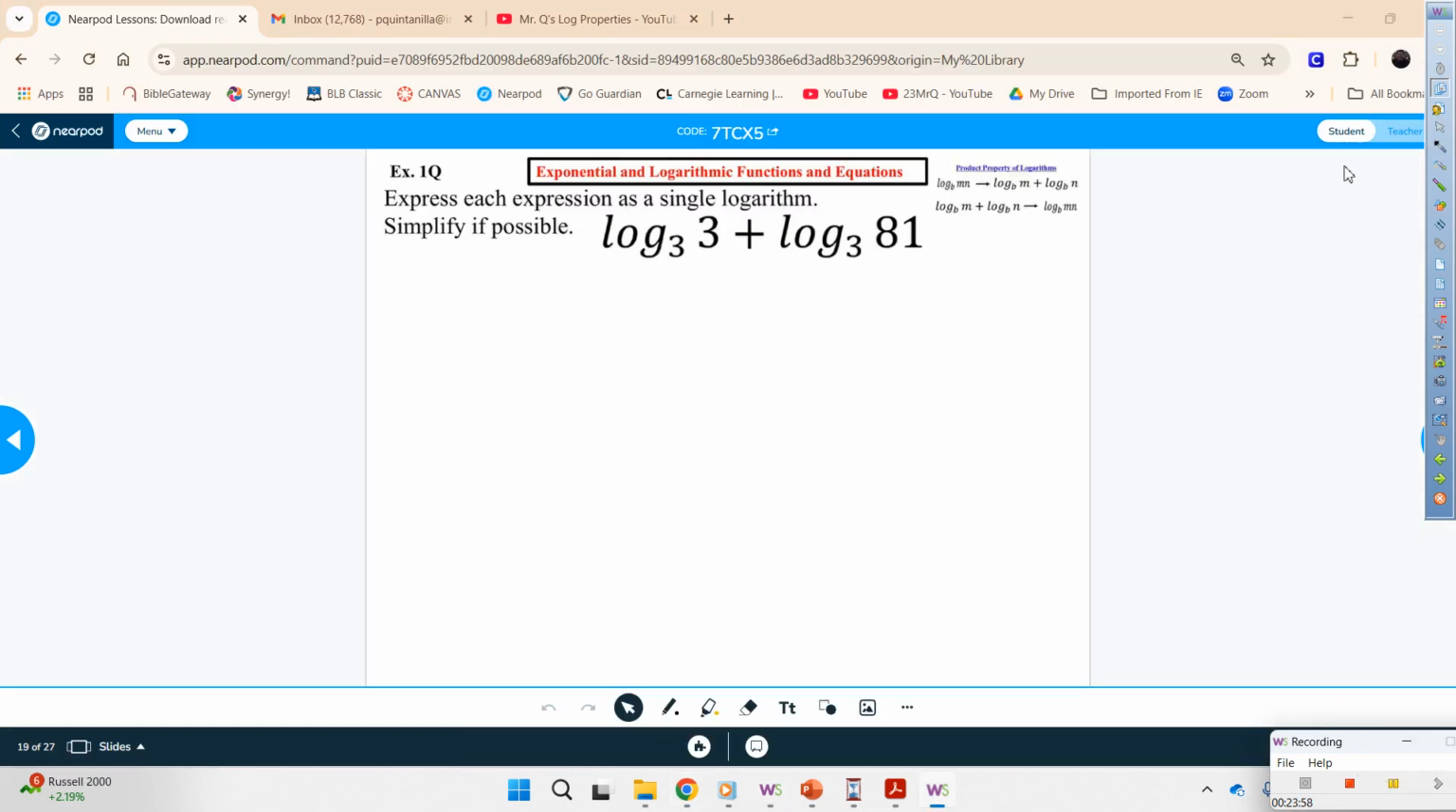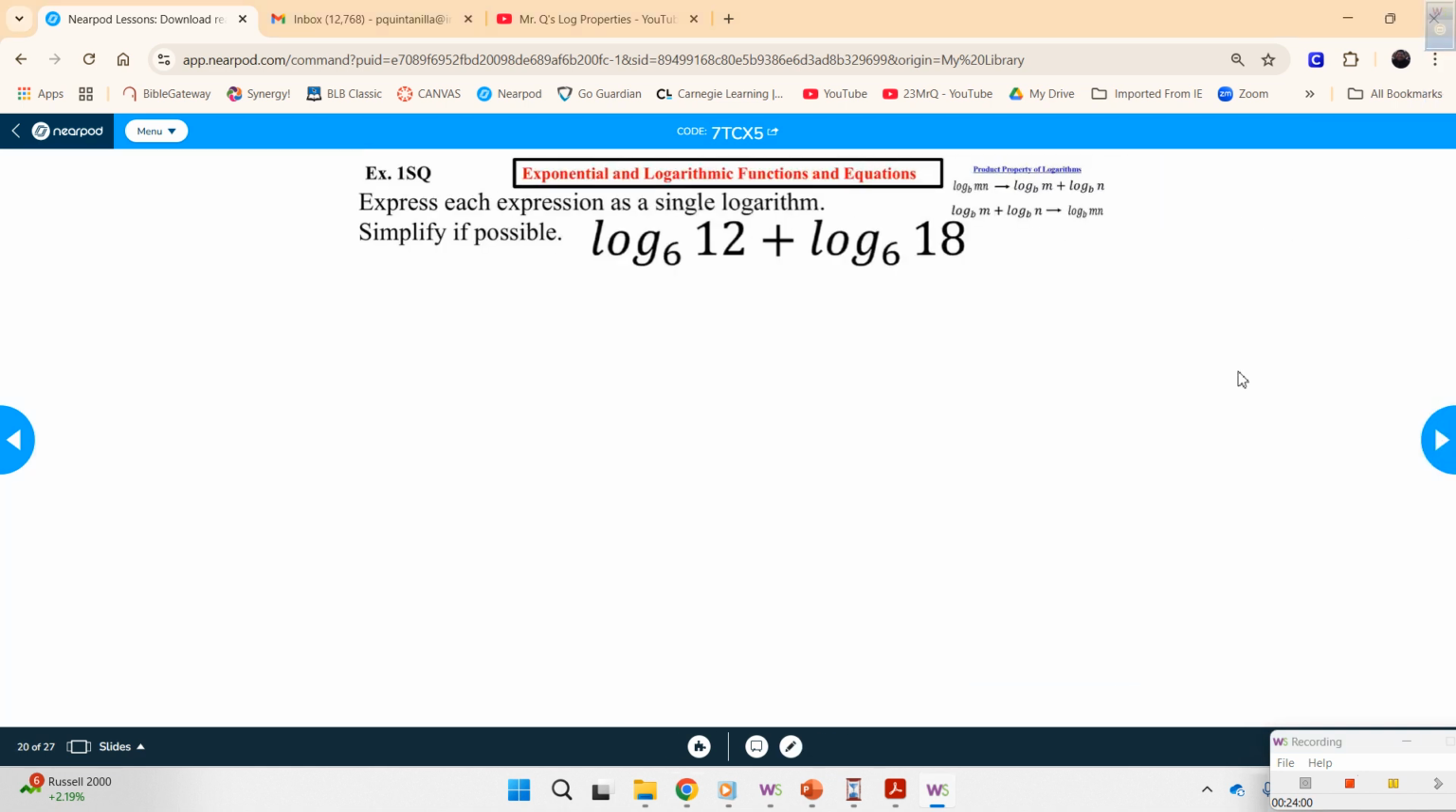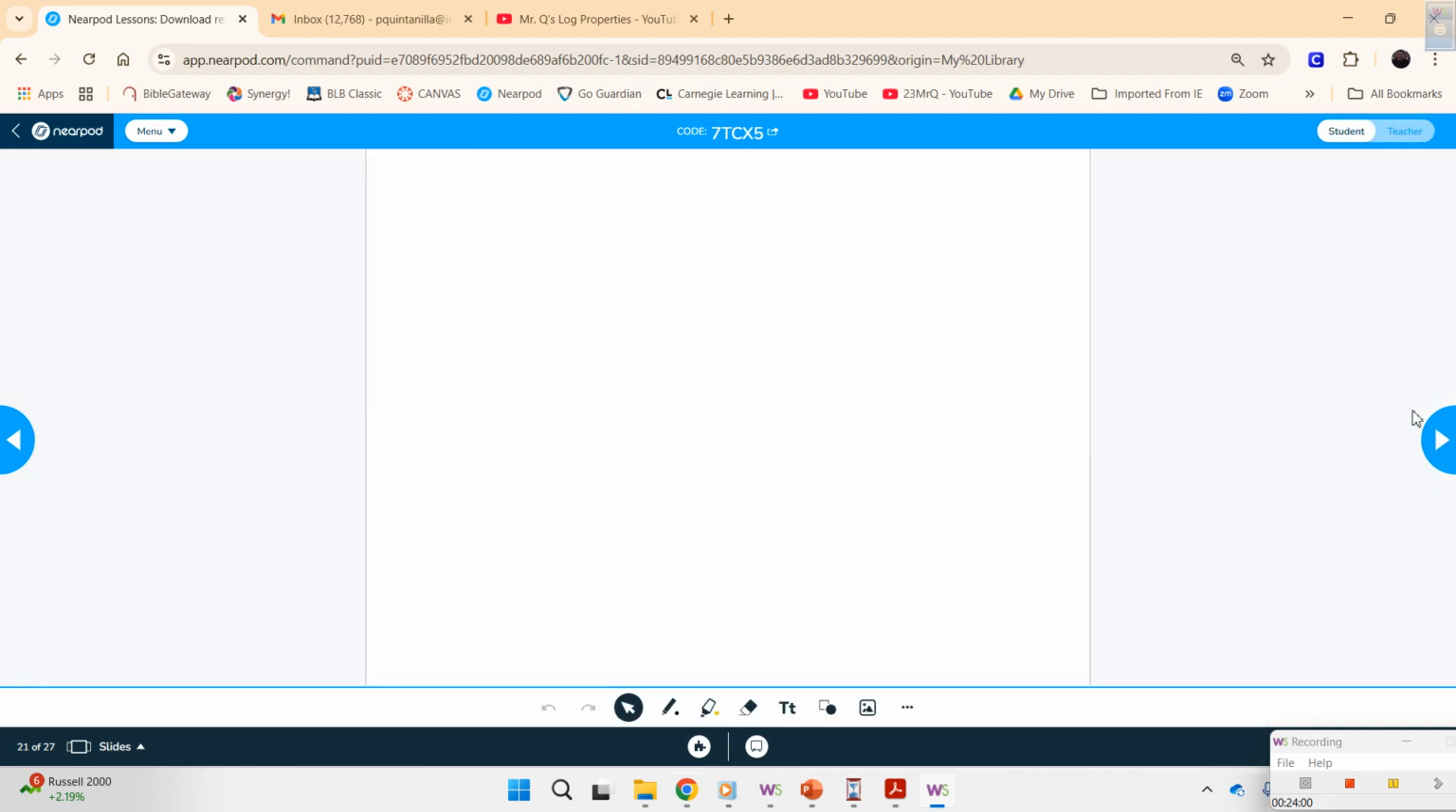All right. Here goes another one. Do this one by yourself. Example 1 Super Q. It reads log base 6 of 12 plus log base 6 of 18. Once you're done, send me your problem, see how you did.